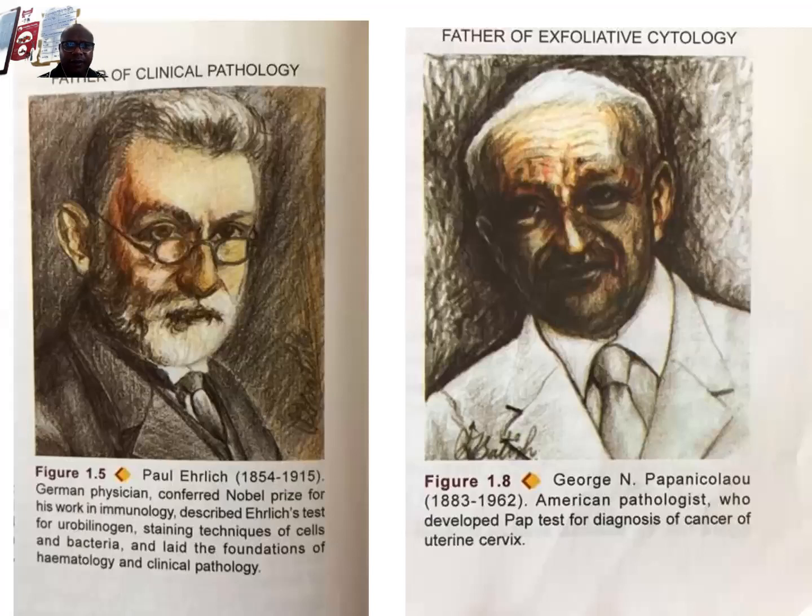So these are the fathers of pathology. The father of clinical pathology is Paul Ehrlich, 1854 to 1915. He was a German physician. He won a Nobel Prize working in immunology, and he described staining techniques for cells and bacteria, laying the foundation for hematology and clinical pathology. We also have the father of exfoliative cytology, George N. Papanicolaou, 1883 to 1962. He was an American pathologist who developed the Pap test for diagnosis of cancer of the uterine cervix.